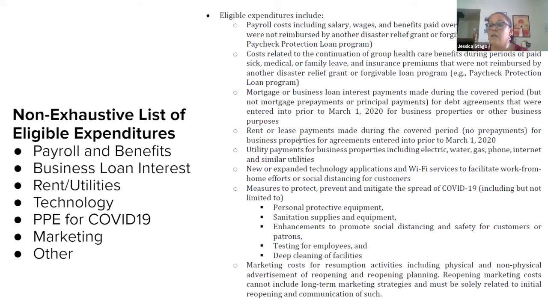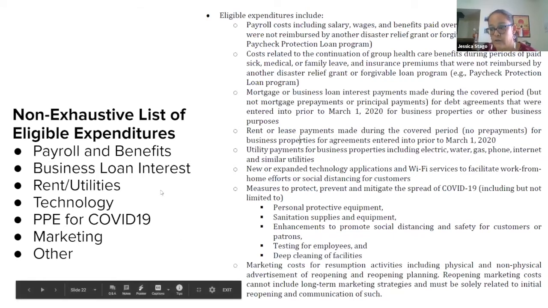And other. So what's important here is this is a non-exhaustive list of eligible expenditures. So if there's something else, some other cost that's specific to your business that you can tie back directly to COVID-19, you can ask for that cost to be included here in this grant. So that's what you can put under other.